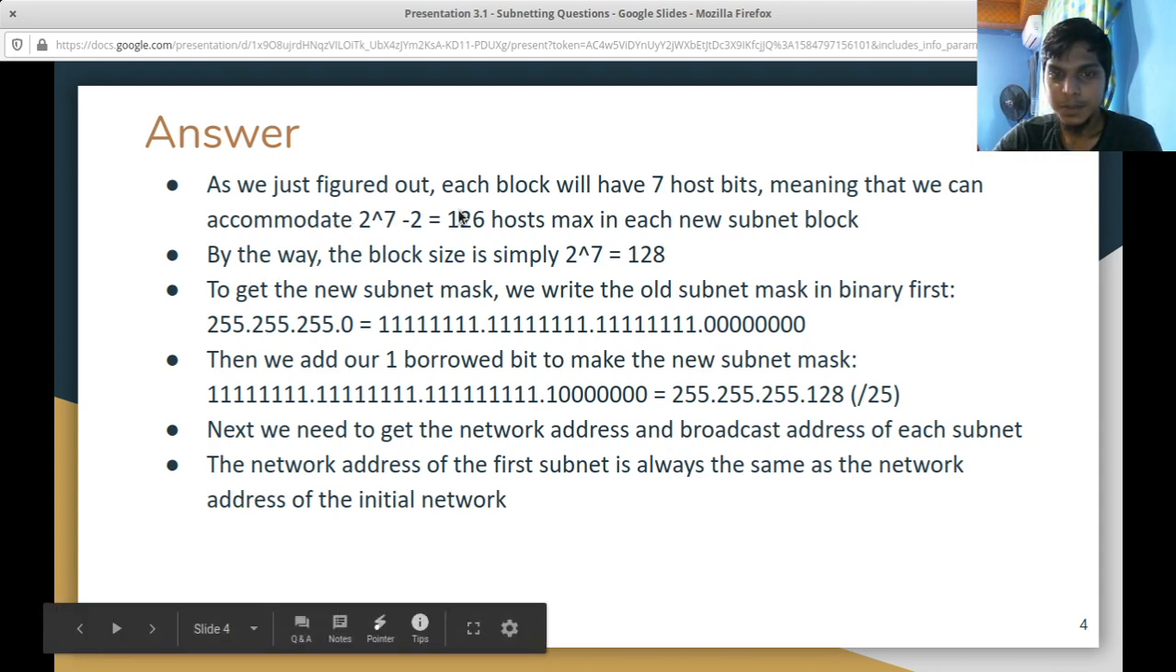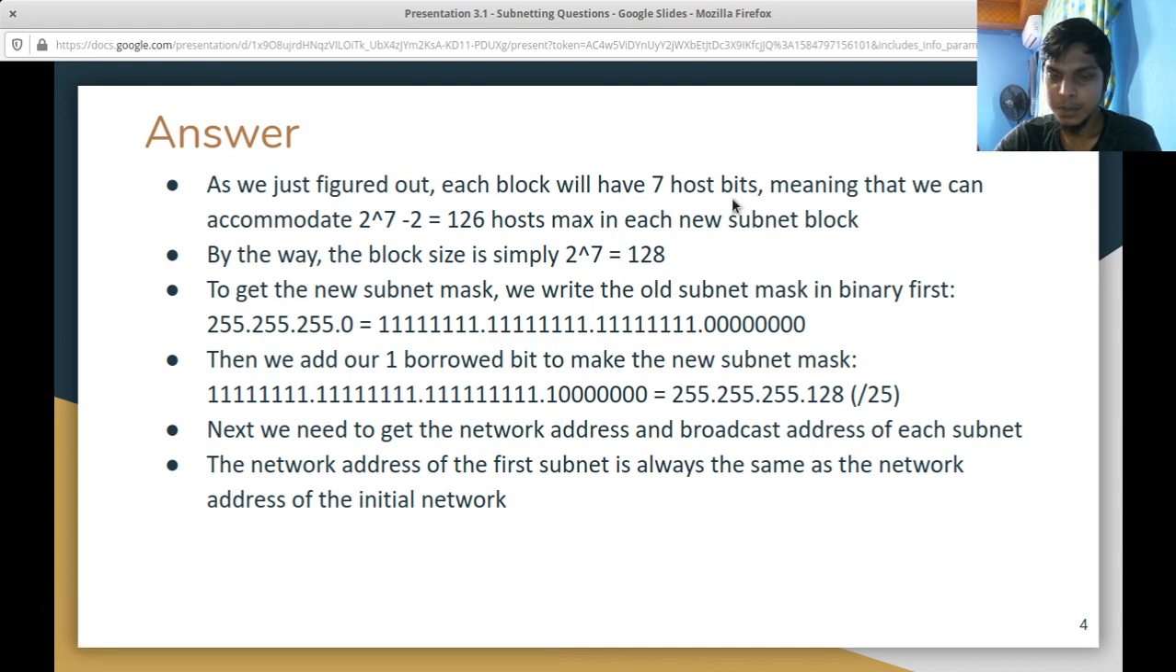So as we just figured out, each block will have 7 host bits. Remember, we just calculated that we need 7 host bits to remain in the subnet. With these 7 host bits, we could accommodate 2 to the power 7 minus 2, which is 126 hosts max in each new subnet block. So with those 7 host bits, we put 2 to the power 7 and we minus 2.